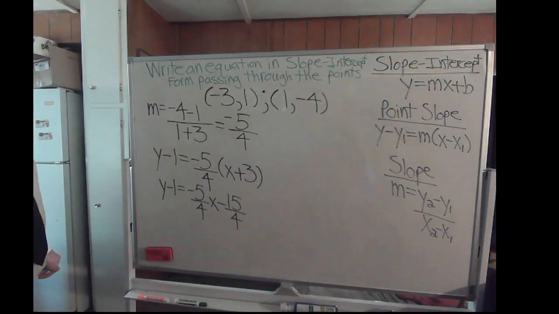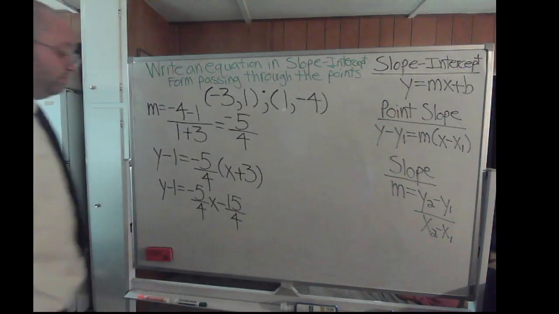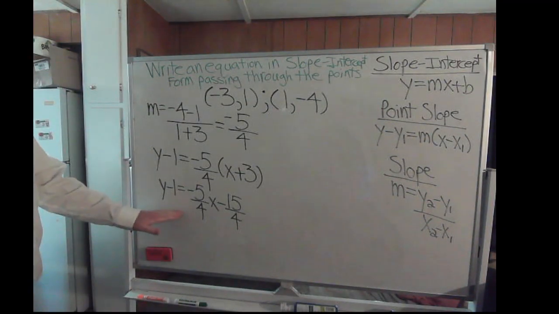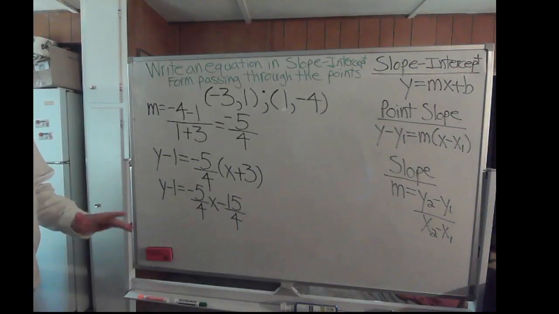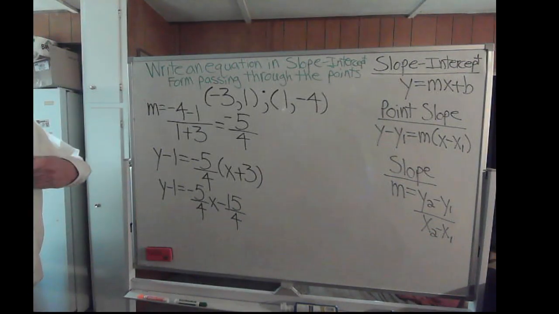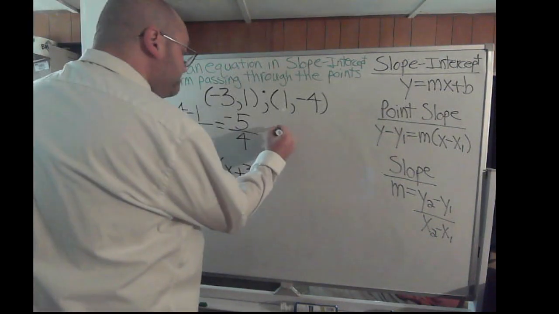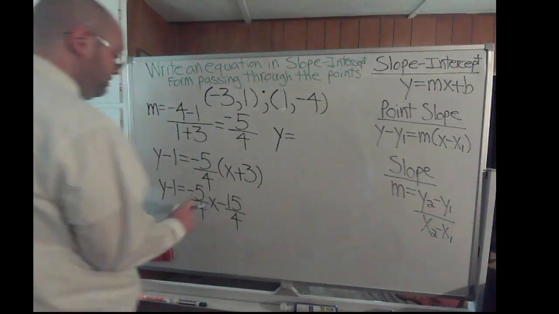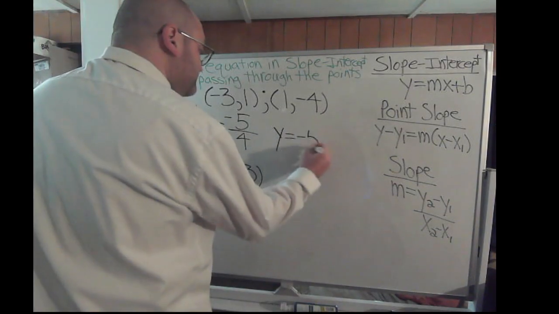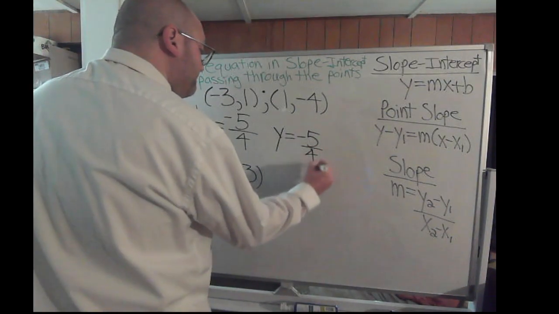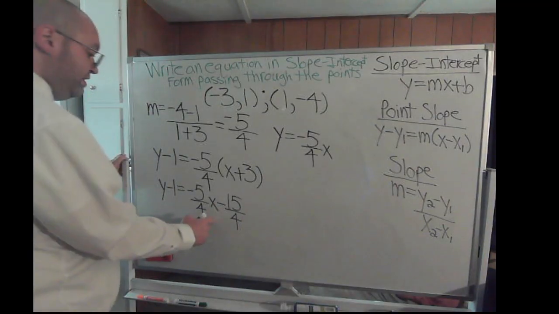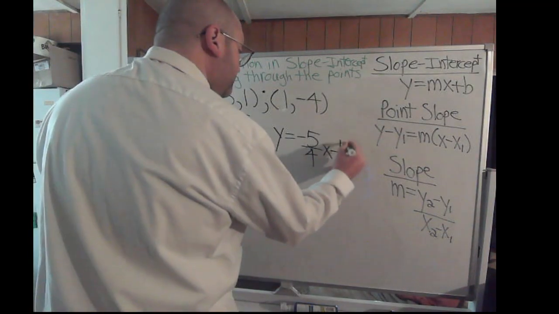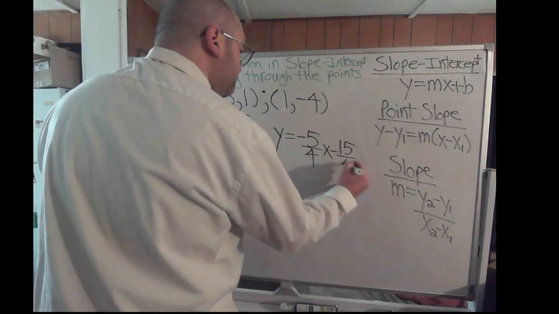Well, the goal is to get this into slope-intercept form, which means we got to get the y by itself on the left. We have y minus 1. We need to add 1. We add 1 to the left, you just get y is going to be equal to that negative 5/4 x, because that's not going anywhere. Then you'll have negative 15/4 plus 1.